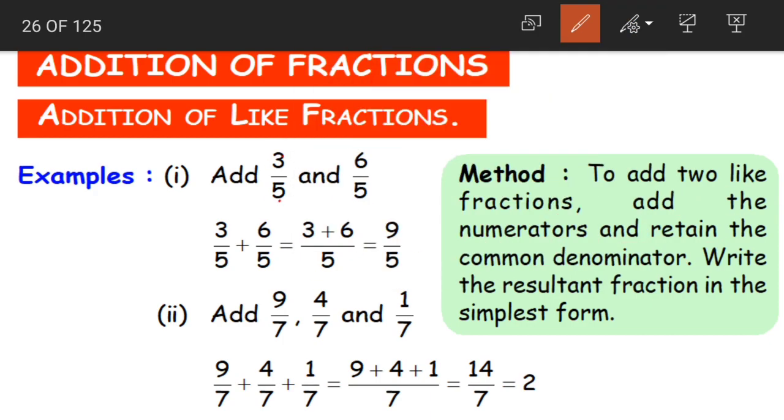Let us look at this: 3 by 5 plus 6 by 5. As we have discussed, both of these fractions are having the same denominator 5. So they are called like fractions. Now how to add them? Add the numerators, 3 plus 6. Now this will be the numerator of the resultant fraction.